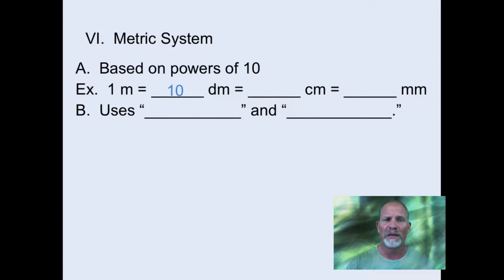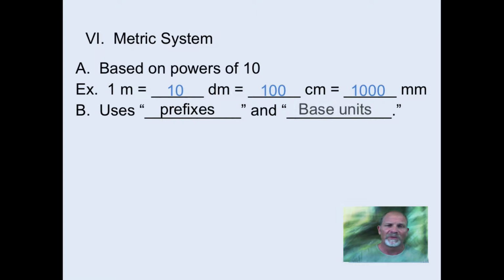And so I see 1 meter is equal to 10 decimeters, which is the same as 100 centimeters, which is the same as 1,000 millimeters. The beauty about this is we're just moving the decimal. We're never actually changing the number. For example, 1 foot equals 12 inches, or 3 feet equal 1 yard. So the number is always changing. The beauty about this, once again, the number never changes. We're just moving the decimal.